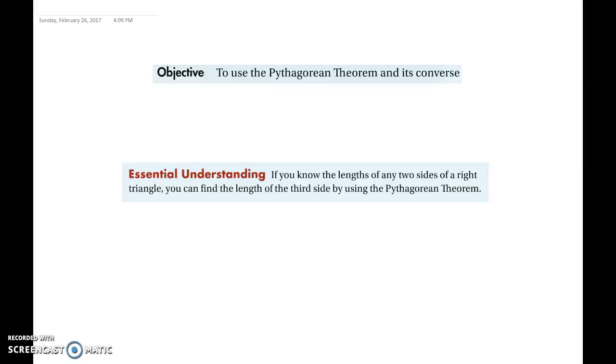All right, so now we're moving on to chapter 8, and this is the first section. We're going to break this section up into two videos. So this is section 8.1, and what this section is going to focus on is the Pythagorean theorem. In video 1, we're going to use the Pythagorean theorem, and in video 2, we're going to use its converse. So we're going to break this up into two separate videos, video 1 and video 2.